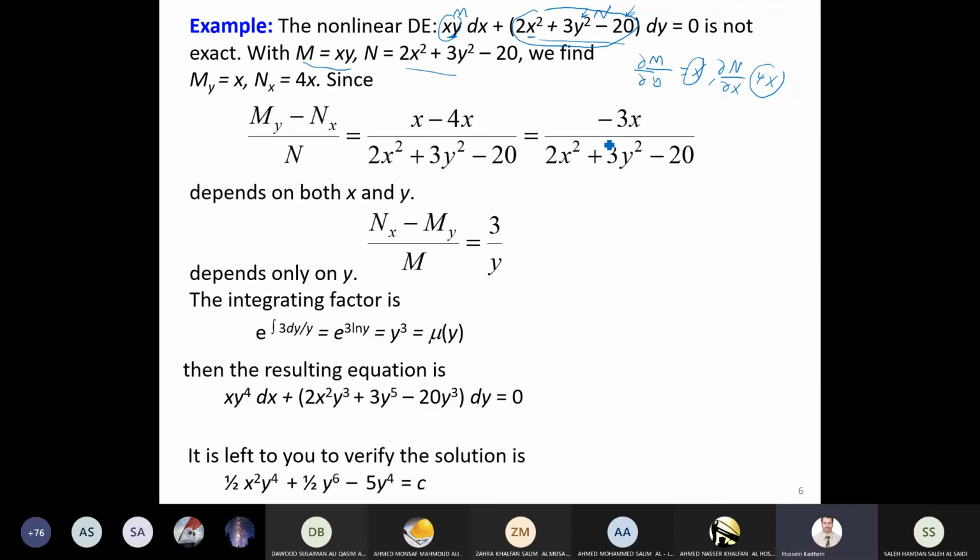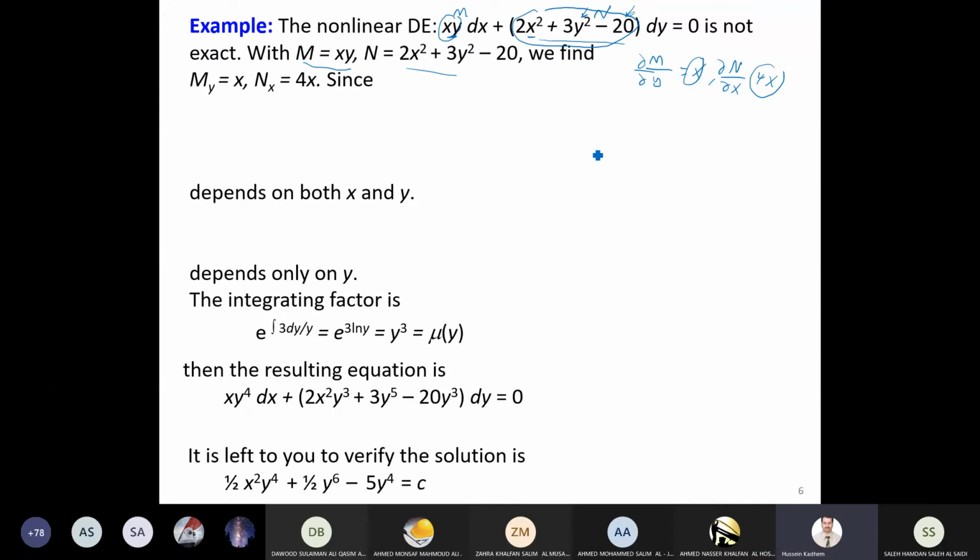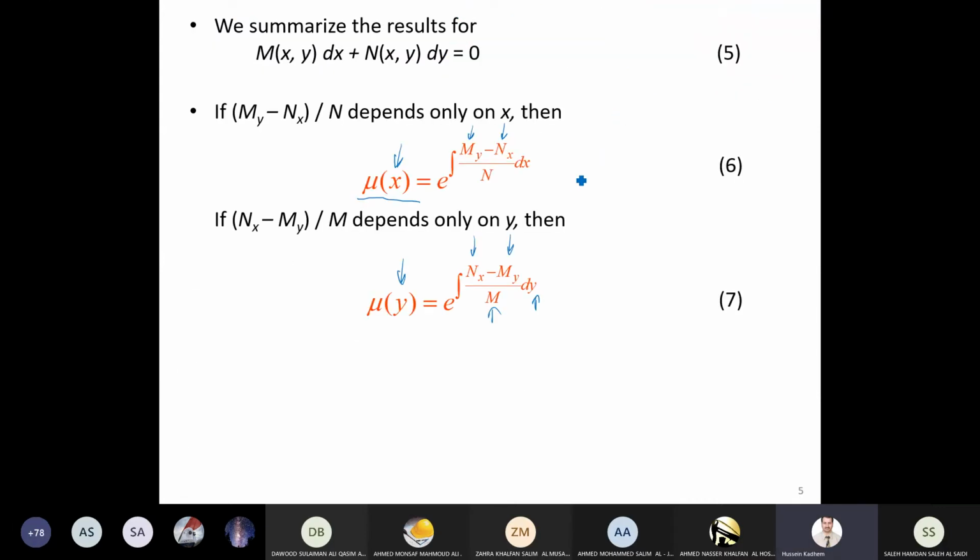It is not exact because the condition is not satisfied. So what should I do? I go for an integrating factor. Let me just remind you, these are the forms. I will find this or this, one of them. One of them is enough. Now I will find this fraction and this fraction. Whichever is easier to integrate, I will take it as the integrating factor.